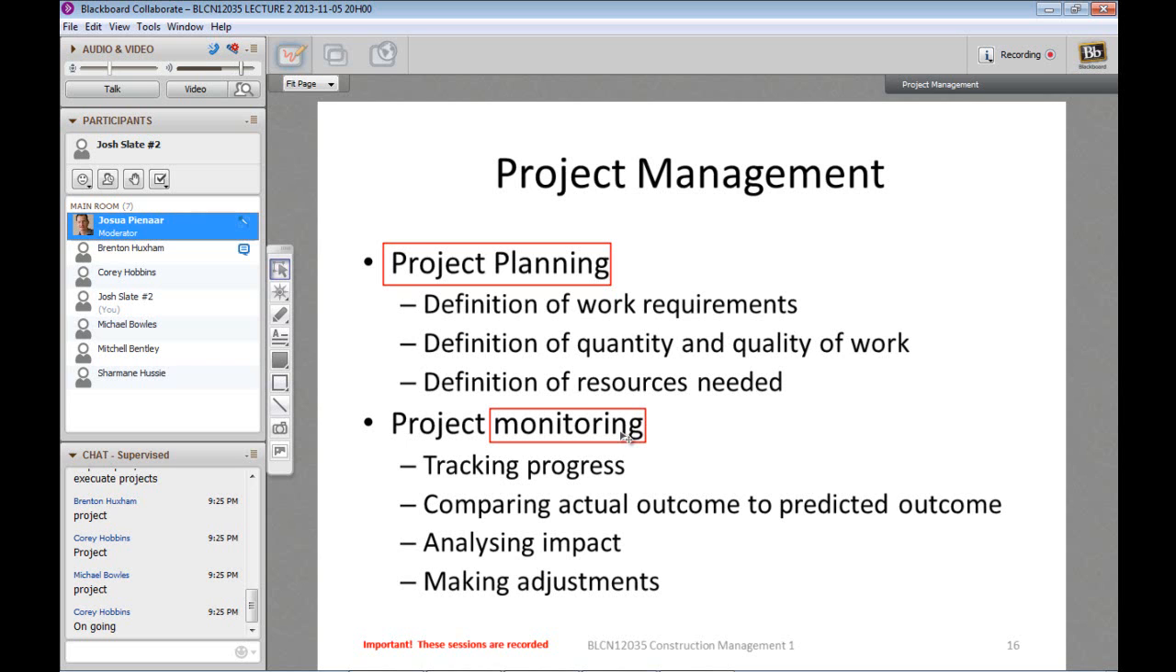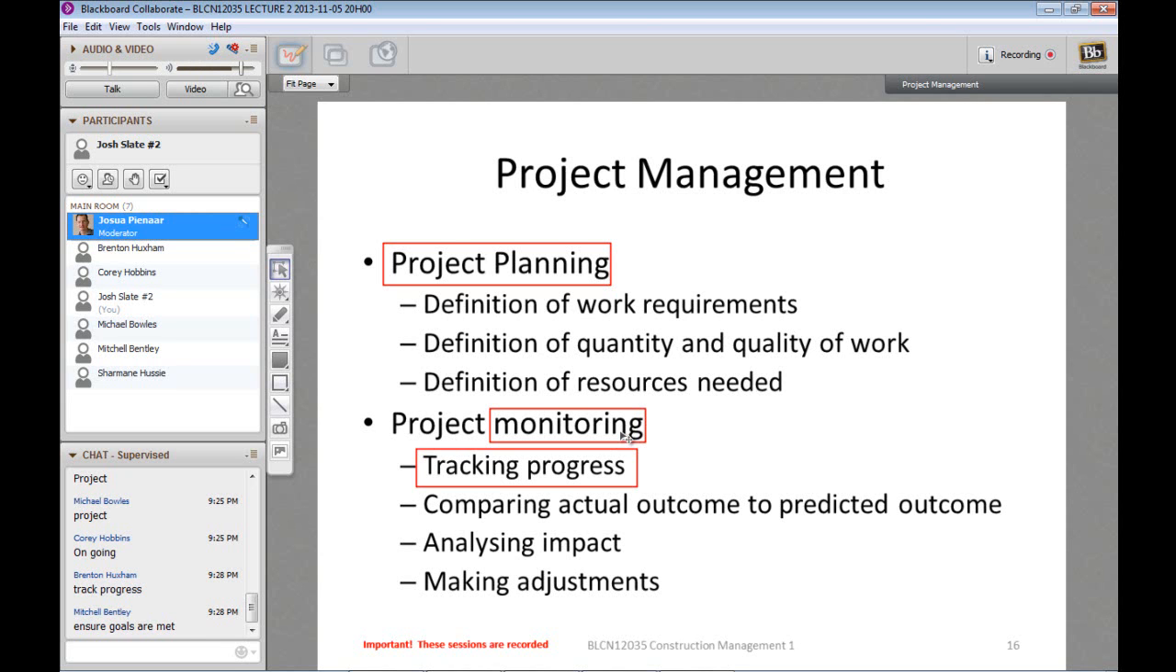Anybody in the chat room, in the chat box? Why would we want to monitor the progress on a project? Yeah, we track the progress. Yep. Well, Brenton, no extra points for you because tracking progress is right there on the board, so nothing for you. Sorry about that, just saw it. Yeah. Thanks for your participation there.